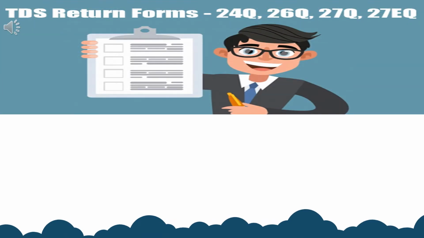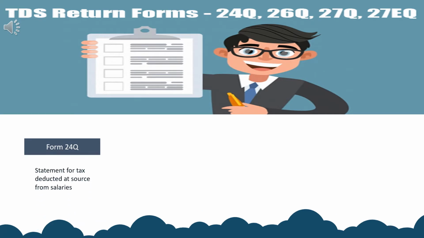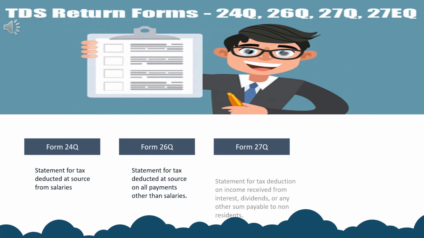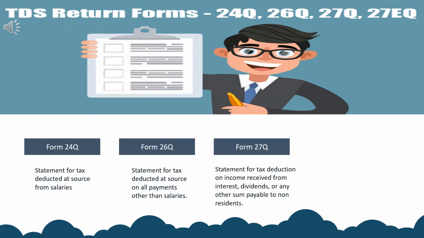TDS returns forms. Form 24Q: statement for tax deducted at source from salaries. Form 26Q: statement for tax deducted at source on all payments other than salaries. Form 27Q: statement for tax deduction on income received from interest, dividends, or any other sum payable to non-residents. Form 27EQ: statement of collection of tax at source.